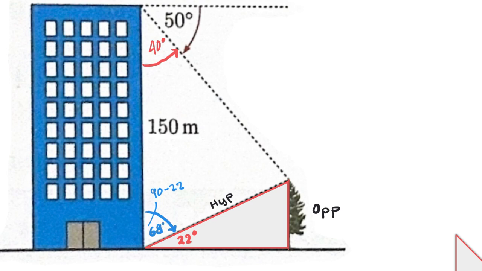And because all angles in a triangle add up to 180 degrees, this angle over here will be 180, take away 40, and take away 68. And this will leave me with an angle of 72 degrees. This big triangle here, unfortunately, is not a right-angled triangle, and therefore we cannot use the trigonometric ratios. But we can use another kind of rule to calculate this, which is called the sine rule.